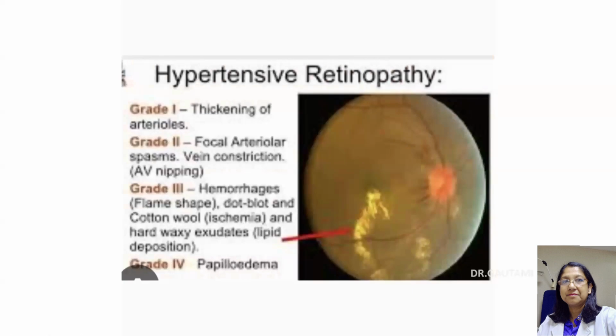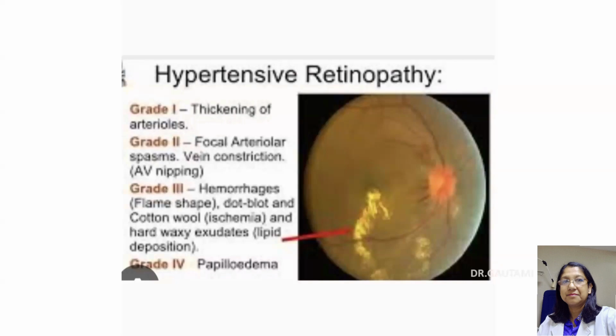Grades of hypertensive retinopathy. Grade 1, thickening of arteriole. Grade 2, arteriolar spasm, venous constriction. Grade 3, flame-shaped hemorrhages. Dot blot hemorrhages are there, but not that much. Like in case of diabetic retinopathy, here flame-shaped hemorrhages are more.